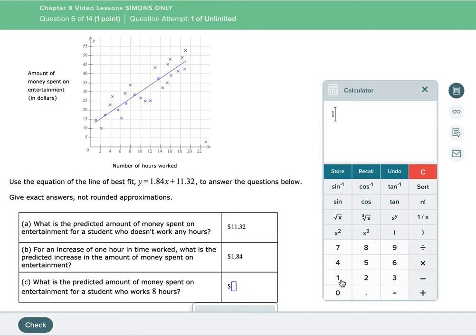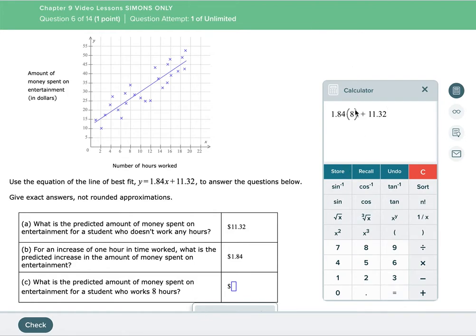So let's go 1.84, and then it would be times your x, and your x is 8 hours. And then we add 11.32. So all I'm doing is plugging in this equation right here, and I'm substituting in the number they're giving me as x for x. All right, so I put the 8 in right there. That's where x goes. And then I would just hit equals and let the calculator figure it out.